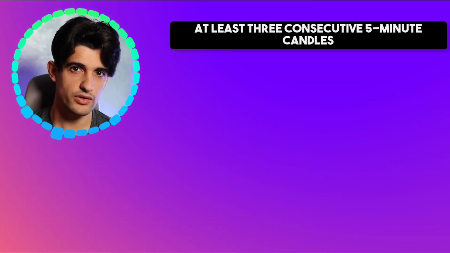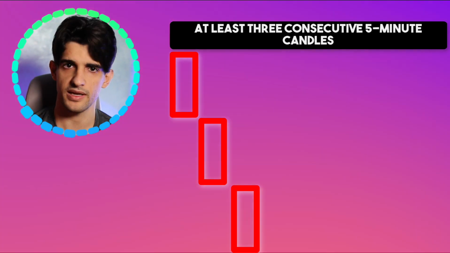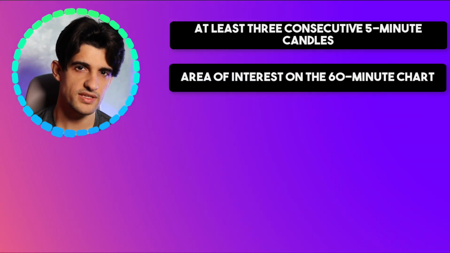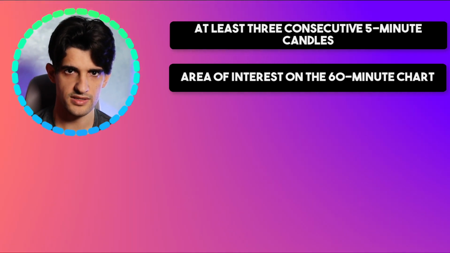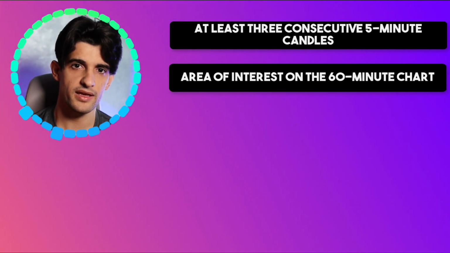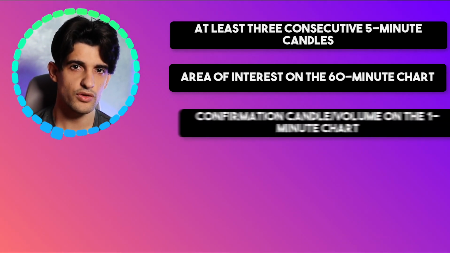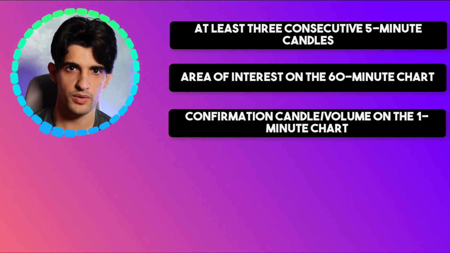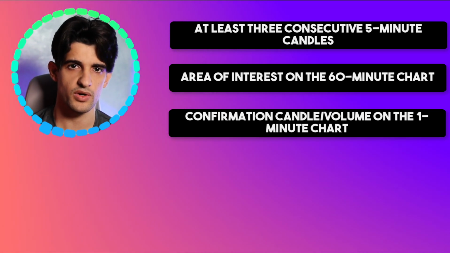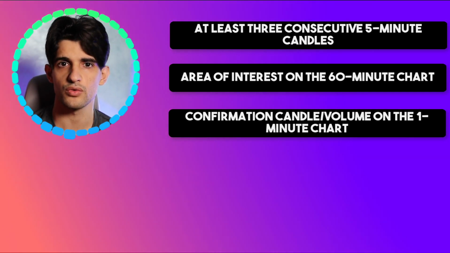So that's basically it. To recap, the first thing that you need to see when you're playing a parabolic reversal is at least 3 consecutive 5-minute candles. Once you see that, you switch to the 60-minute chart and you try to identify a level or an area of interest. It's always a bonus if you are playing this reversal in the direction of the overall daily trend. The final thing that you need to see is a confirmation candle on the 1-minute chart, increasing volume on the 1-minute chart, or any other signal on a smaller time frame that could allow you to get an entry with a really tight stop loss to have that good risk to reward ratio.